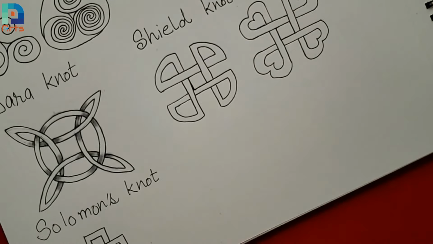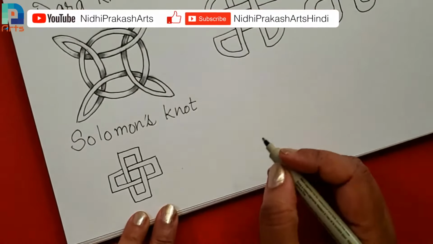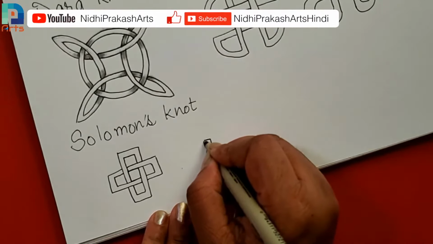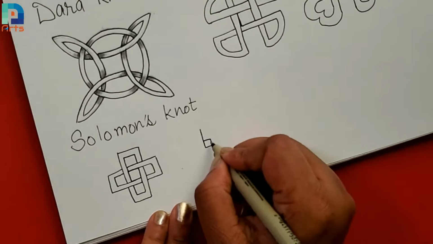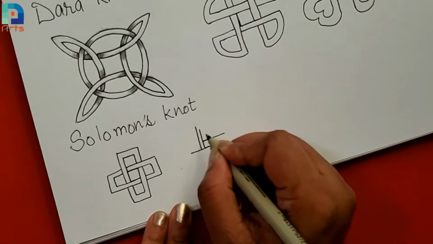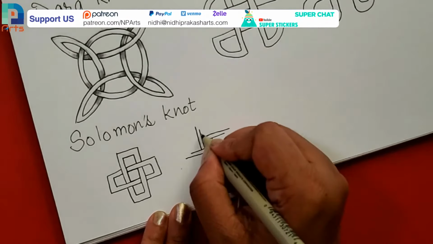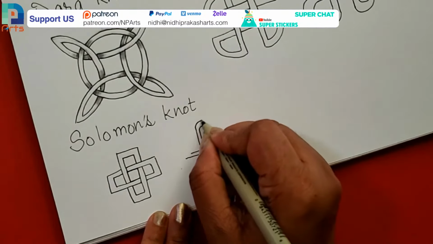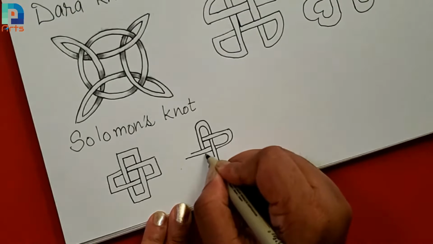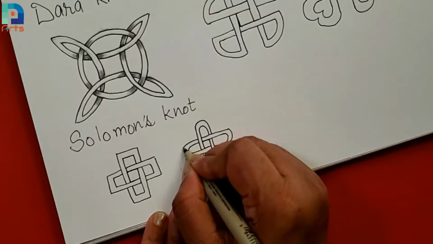So this is the square one. We can draw the same Solomon's knot with the round shape. And how do we draw that? So again, we start with the square. We extend the line in all four directions, a little longer, and then we join them with a curve. Again, I'm not taking care of the symmetry.